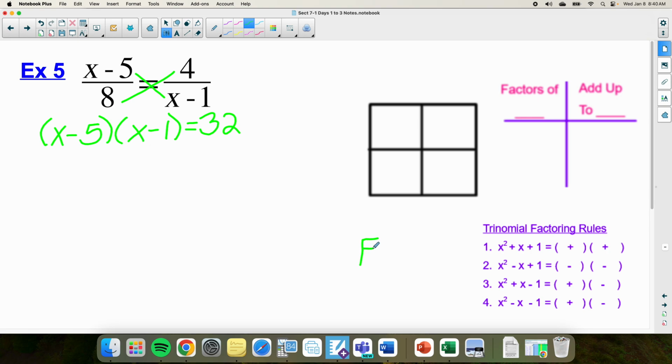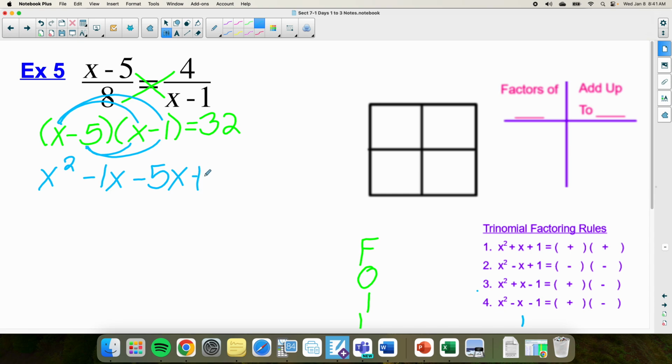Remember, it's first, outside, inside, last. That's what FOIL is, okay? First would be the x times x, which is x squared. O is outside, so that's your outside 2. X times negative 1 is negative 1x. I is inside, that's these two. So negative 5 times x is negative 5x. And L is last, so that would be negative 5 times negative 1, which is plus 5, and that equals 32.